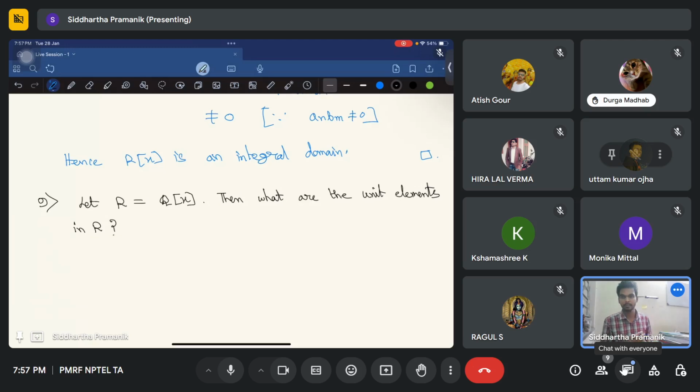Yeah, anyone? Is it that all the constant polynomials in Q[x] will be units? Yeah, you are partially correct. You have to take all non-zero constant polynomials. Okay, so let's see a proof of this quickly.